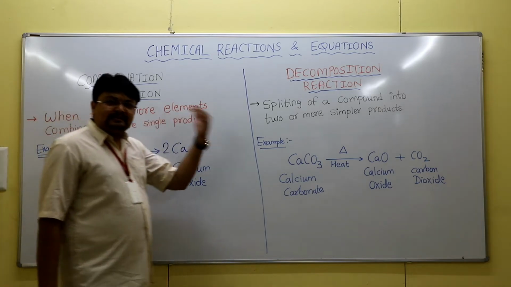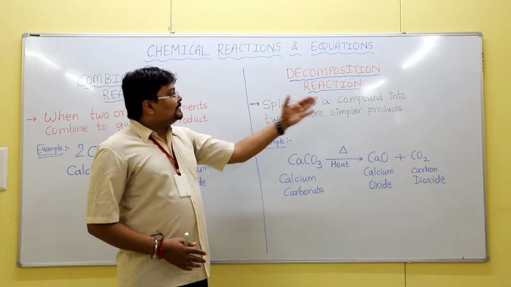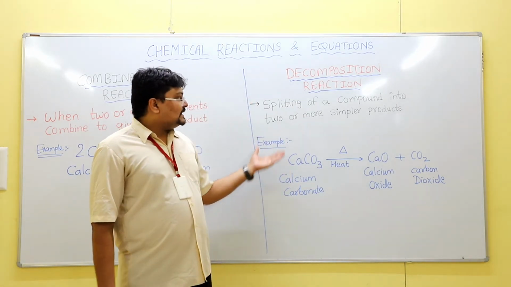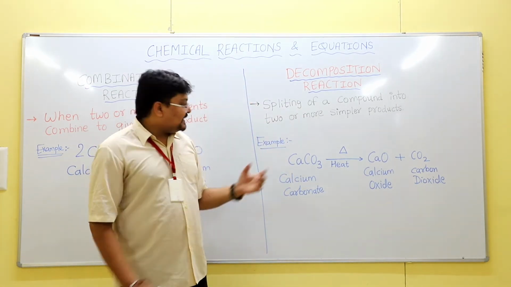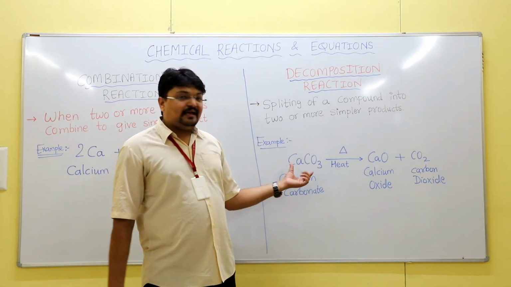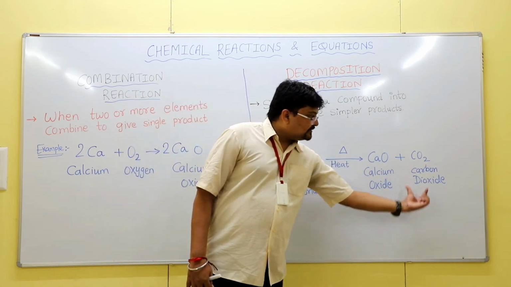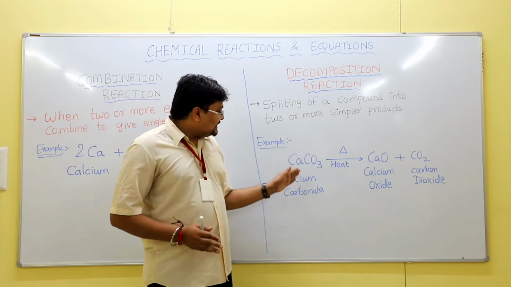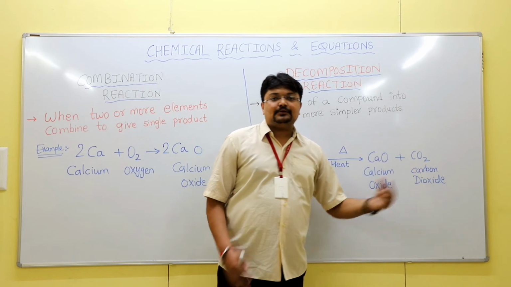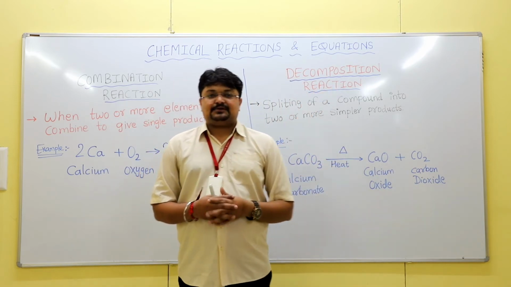Then we'll go to the next type of reaction, that is decomposition reaction. Splitting of a compound into two or more products is known as decomposition reaction. For example, calcium carbonate, when it is heated, forms calcium oxide and carbon dioxide. So here calcium carbonate is split into two simpler compounds, that is calcium oxide and CO2, that is carbon dioxide. So this type of reaction is known as decomposition reaction.